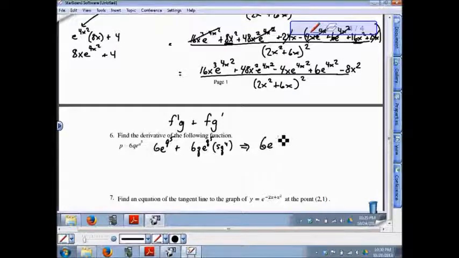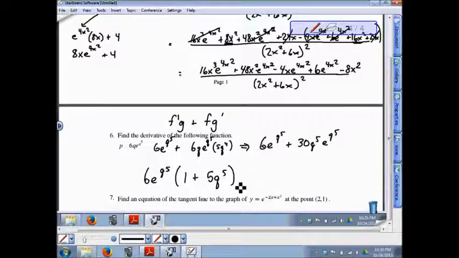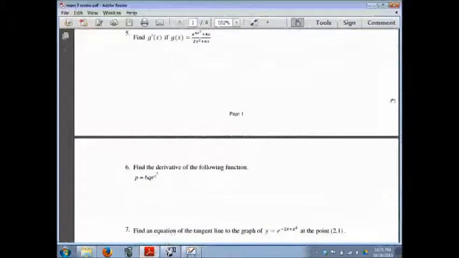This equals 6e to the q to the 5th plus 30q to the 4th e to the q to the 5th. They both have a 6e to the q to the 5th in common, so if we factor out 6e to the q to the 5th, that leaves 1 plus 5q to the 4th, and that's P prime.